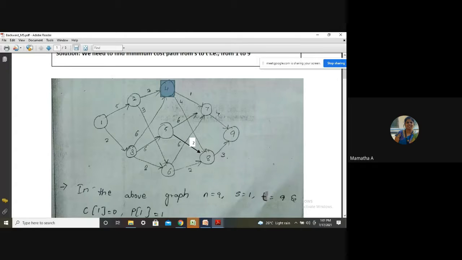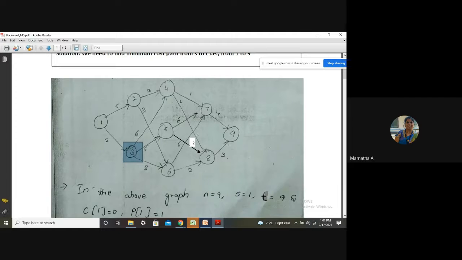Value of R with respect to vertex 4. There are how many edges? Backward edges you should consider here. RJ, isn't it? In the forward approach it was JR. Now it is RJ. What are the values of R? R is 2 and R is 3. You can see 2 to 4, 3 to 4.